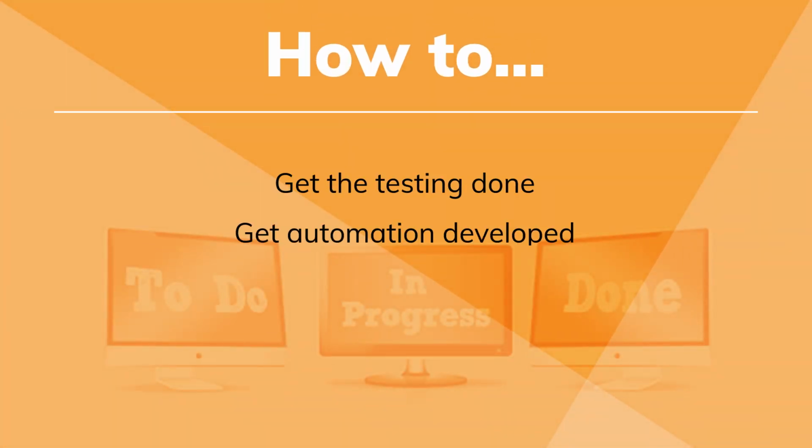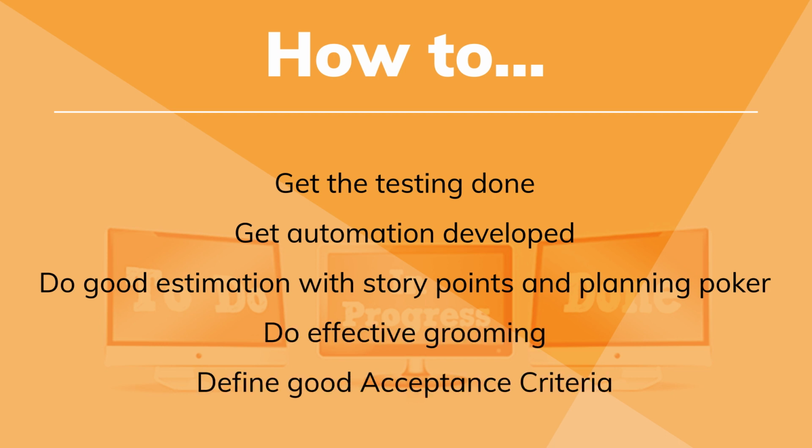Now in the micro-credential, we also talk about how to get testing done in an Agile environment, how to get automation developed, which can be really tricky because time is always a problem. And let's face it, manual testing is always going to win because if you're in a crunch, you're going to do that first. So how to get that automation developed effectively so that you do end up with automated regression testing when you need it. We talk about how to do good estimation with story points, what planning poker is, how to do effective grooming with some checklists, and how to define those good acceptance criteria. So all of that is discussed as part of the micro-credential.